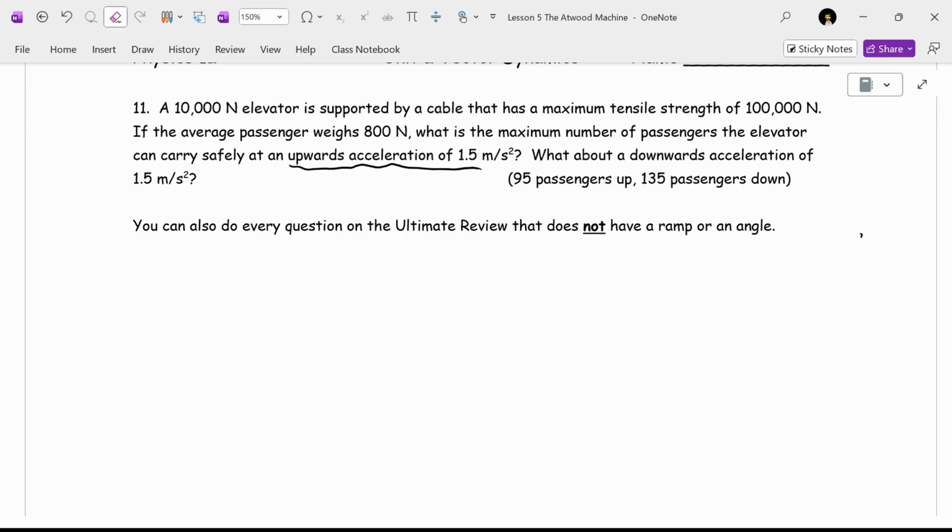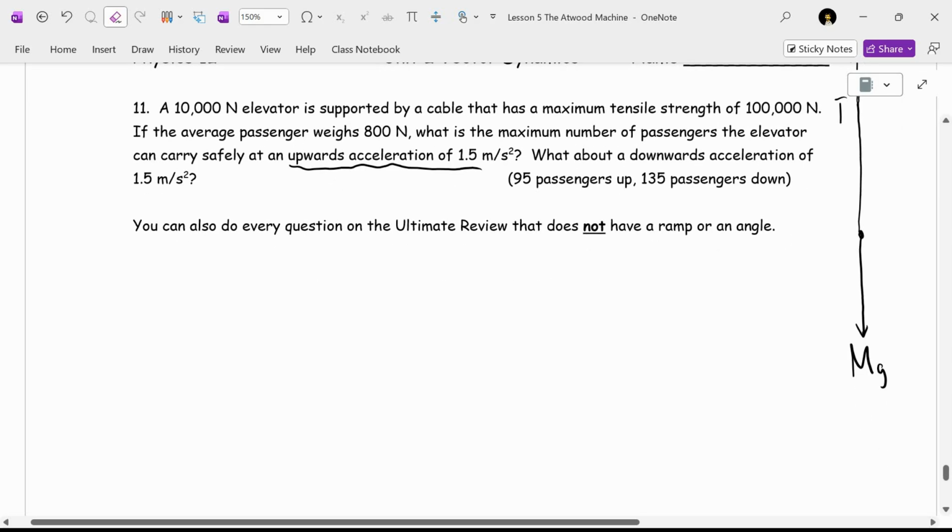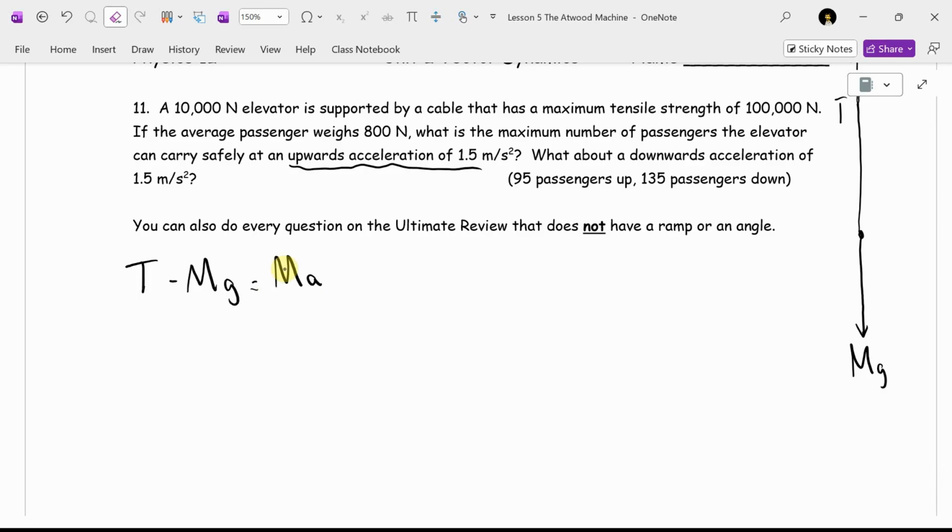I'm going to do a free body diagram. For the elevator and its passengers, I'm going to use capital Mg. That's going to be the elevator and all of its passengers. And then I'm going to have tension. Tension is going to be bigger because we're accelerating upwards, so I'll exaggerate it. As an equation, I would have tension minus big Mg equals big M A, where again, big M is the mass of the elevator plus the people.